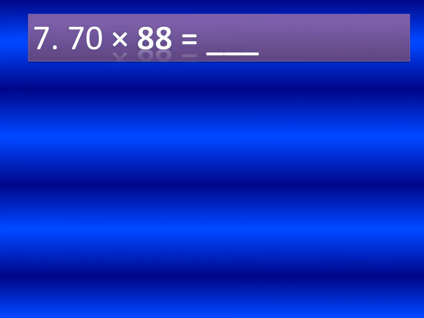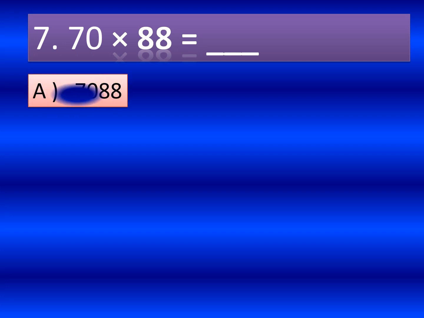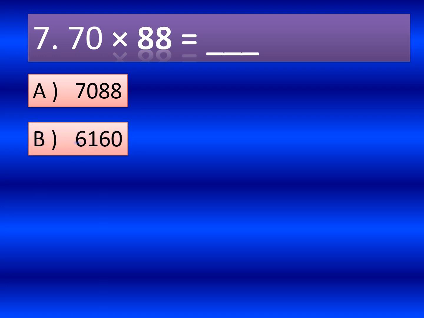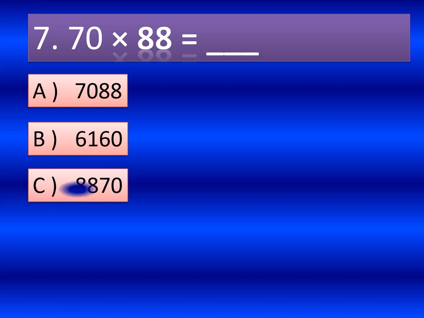The next question, 70 into 88 is equal to dash. Option A, 7088. Option B, 6160. Option C, 8870.